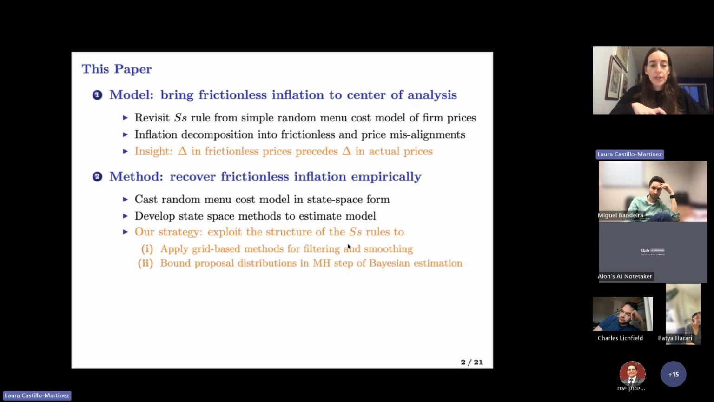And I think the contribution here, or our strategy, is that we're going to be very careful on how we exploit the structure of the optimal pricing rule. So these SS rules that we've been talking about in the first part of the paper, to first of all solve for the filtering problem of the states, and second, providing some proposal distributions for the variational estimation that we're going to do later on.